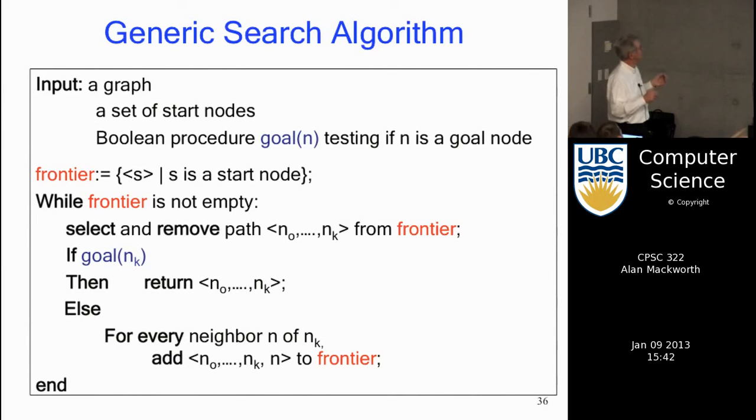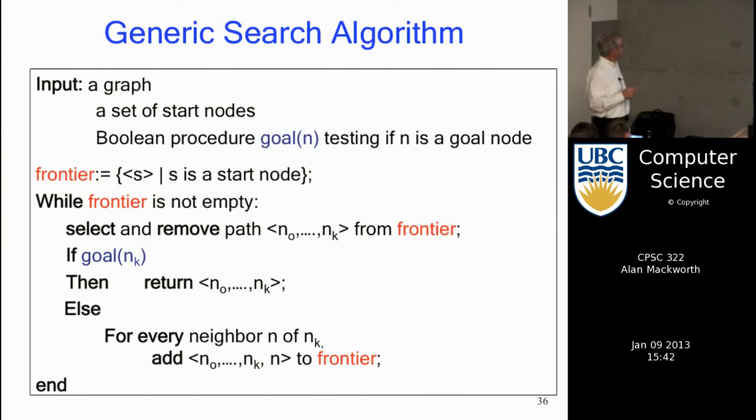If I haven't run out of paths, eventually, if it's a finite space, I'll run out of paths. This will exhaust itself. It'll get starved, and it will be empty, and I'll fail, if there's no goal. If there's a goal node, I'll find it before I fail here. Okay? So that's the generic algorithm.